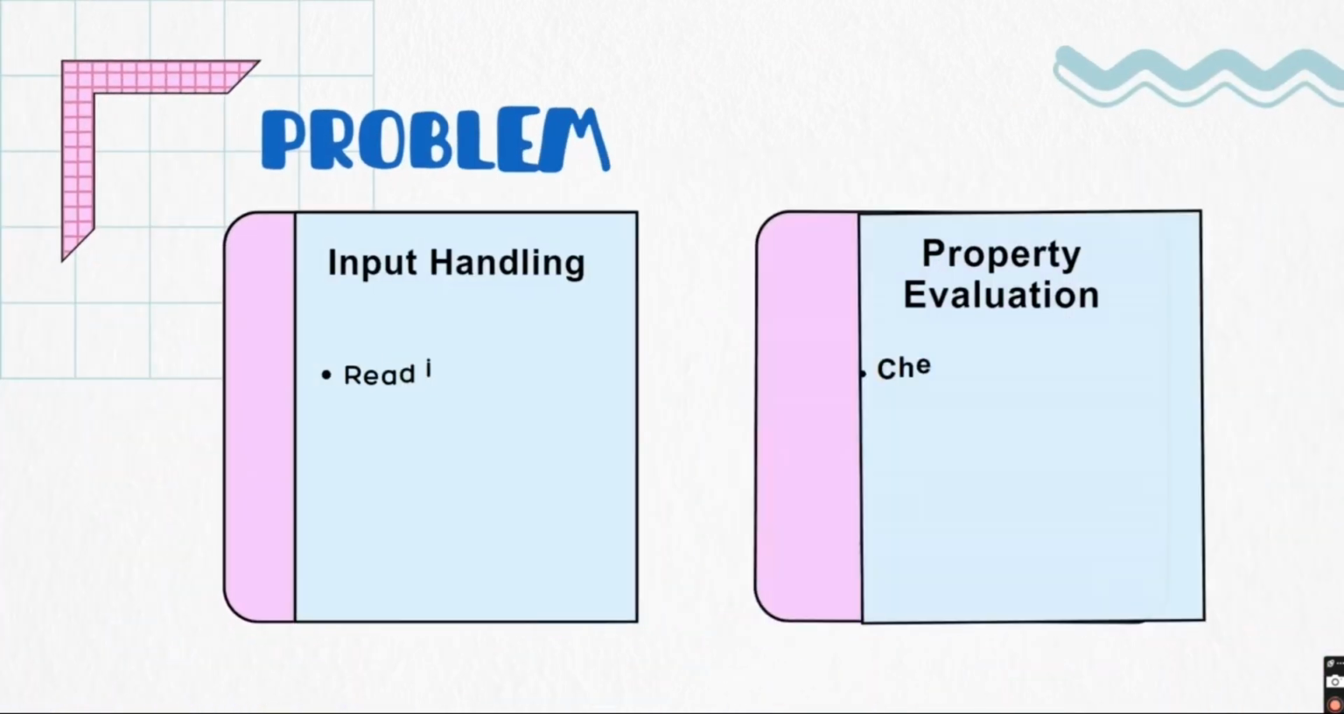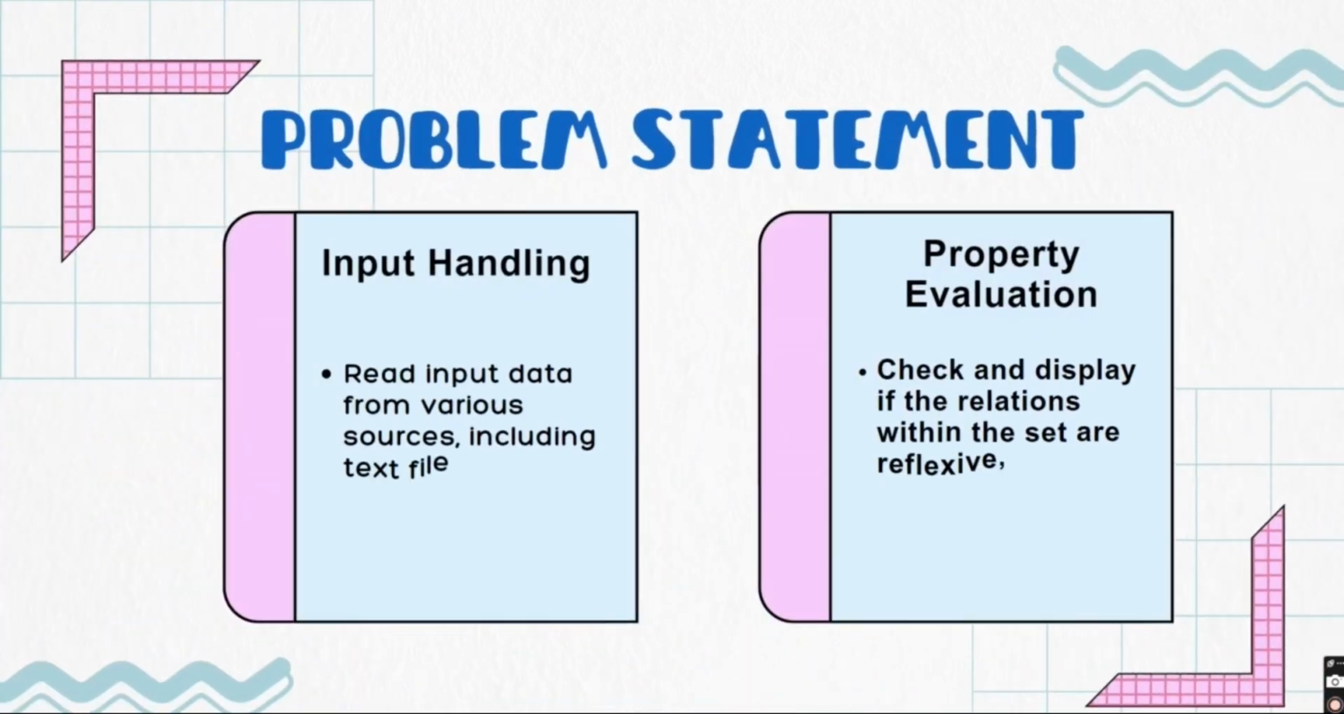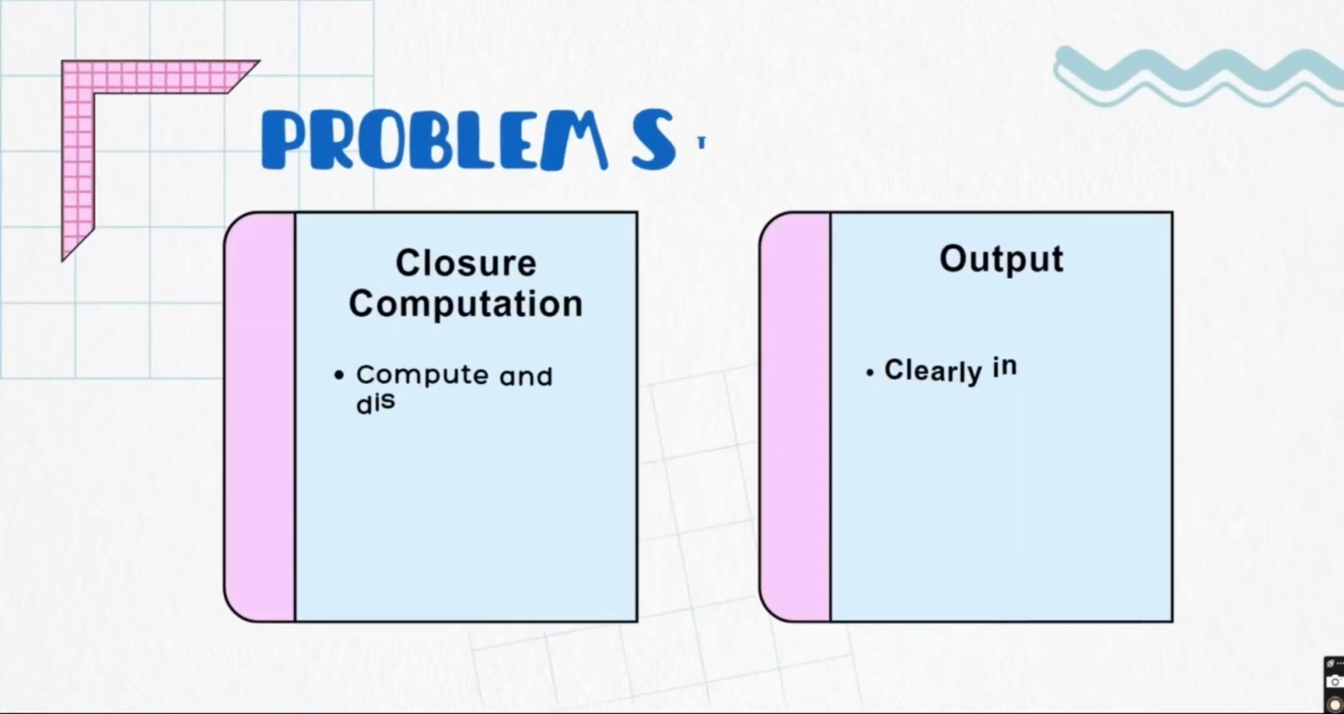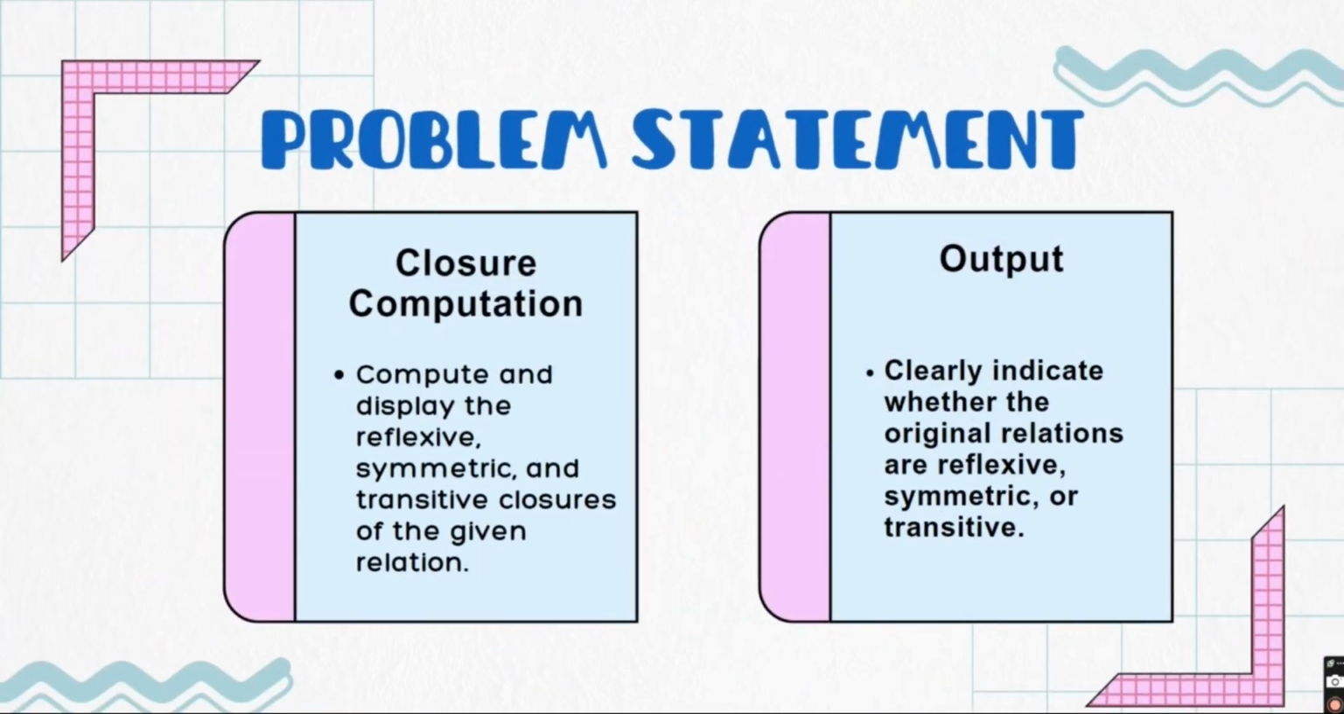So let's move to the problem statement. We have four problem statements here. Start with input handling: read input data from various sources, including text file and console input. It will parse and represent the set of elements and their relation. The second is property evaluation: check and display if the relation within the set is reflexive, symmetric, and transitive. The third is closure computation: compute and display the reflexive, symmetric, and transitive closure of the given relation.